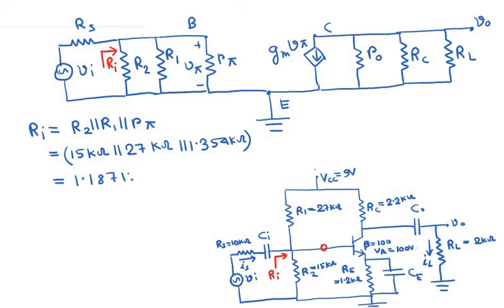So this gives me 1.187 kilo ohms. Now what is the AC component of the voltage drop across the base to emitter junction? Across the base to emitter junction, V pi is the AC component of the voltage drop, from this small signal equivalent model. Again I repeat that this model is known as the hybrid pi model.